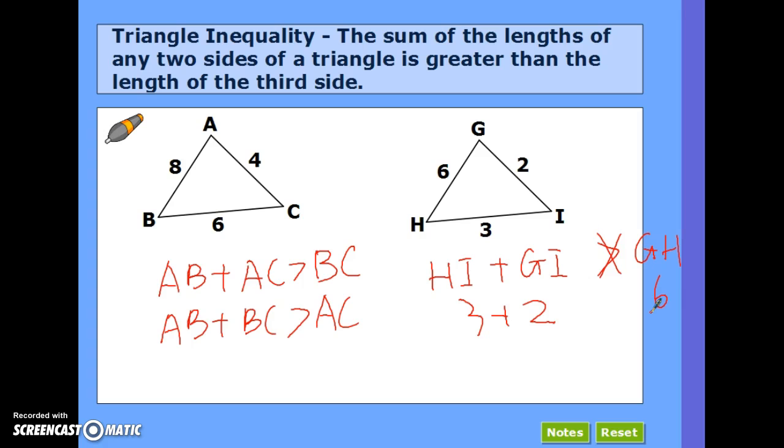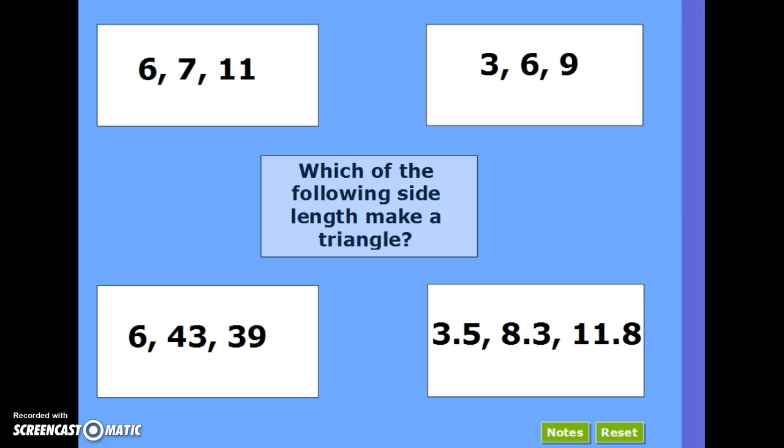That means these three numbers will not make a triangle. Actually, if you draw a triangle with these three measures, it will be a shape that's not closed. You'll leave a gap there, therefore it's not a triangle. Okay, so any three sides in a triangle have to comply with this theorem. If you add any two, it needs to be bigger than the third one.